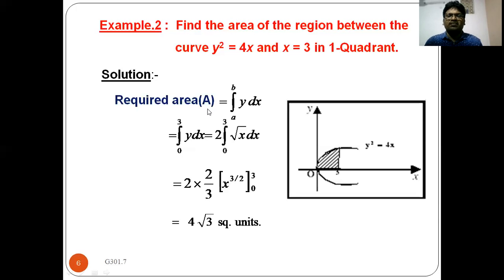We have to find the area, so we have to write the units also, square units. So this is the required solution for the given curve y square is equal to 4ax within the limits x equal to 0 and x equal to 3. This is the required area in the first quadrant. Is this clear? I hope you understood.